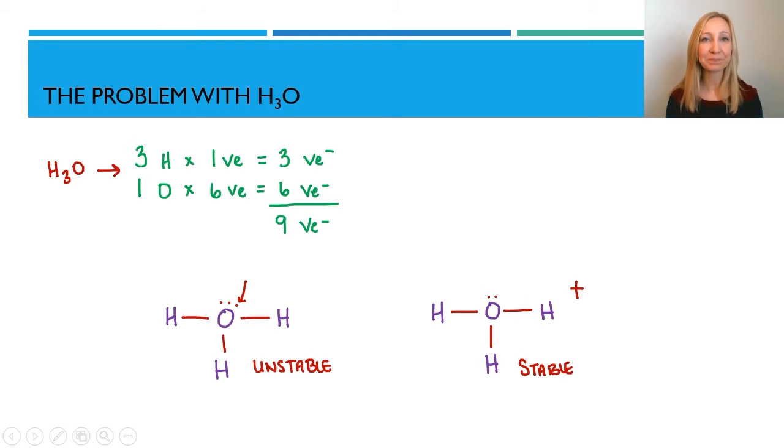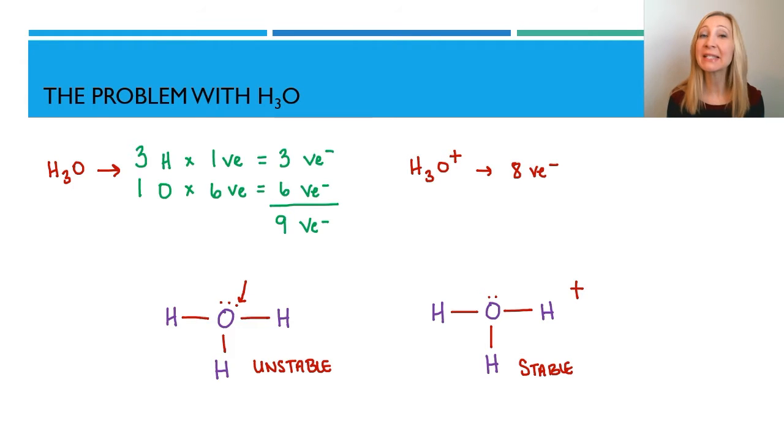So in my first structure, I have H3O, which is an unstable molecule with 9 valence electrons that have to be represented, and that's kind of what makes it unstable. My second structure is H3O+, which has 8 valence electrons that need to be represented. Now this is a stable ion. Now because it's a molecule and an ion, we call it a polyatomic ion, which is an ion that has covalently bonded atoms that make it up.